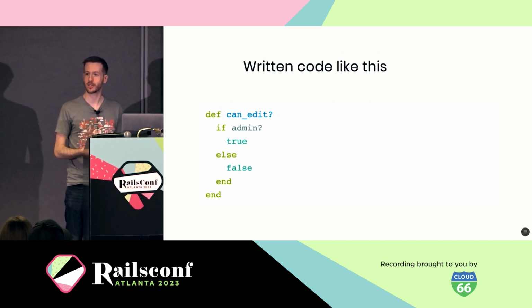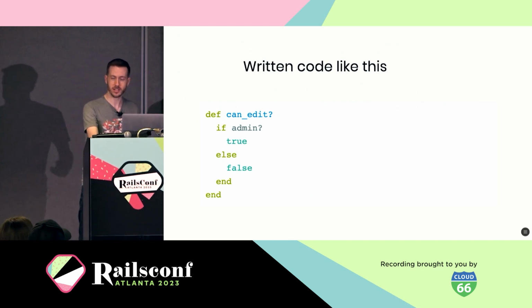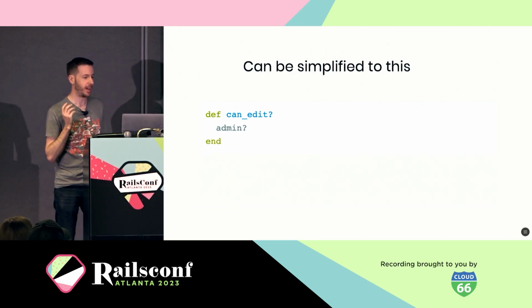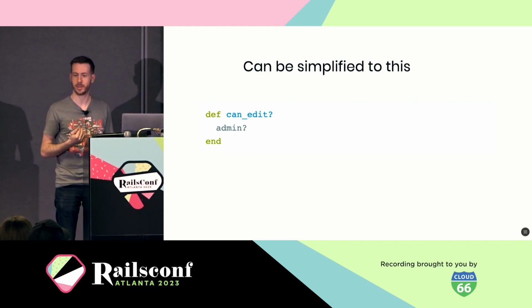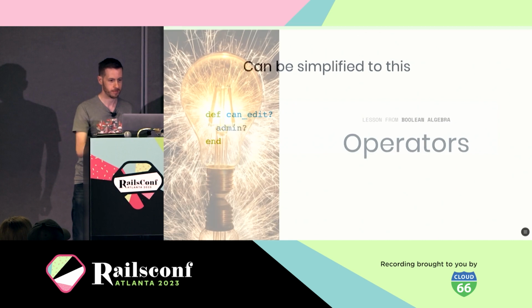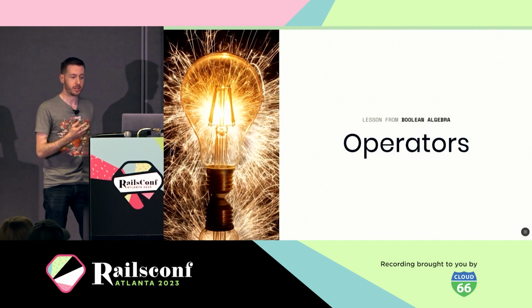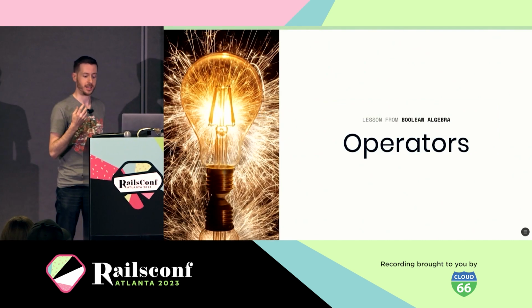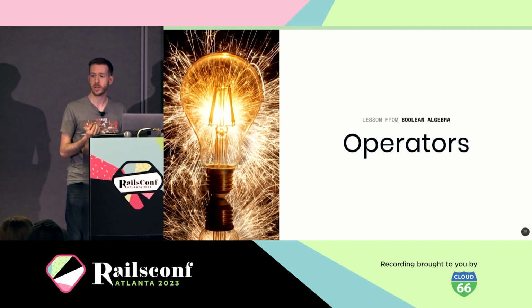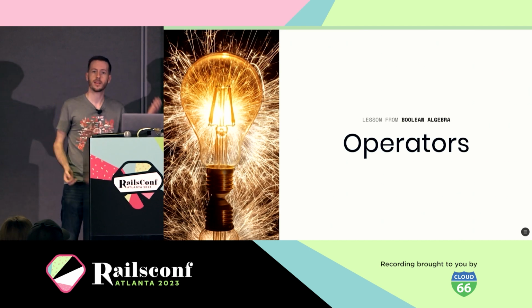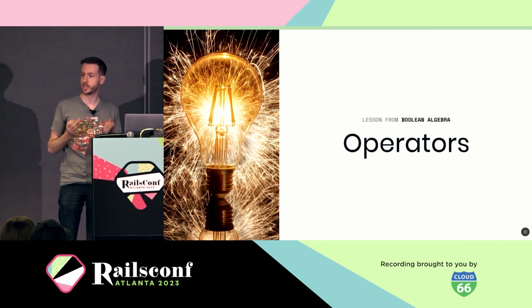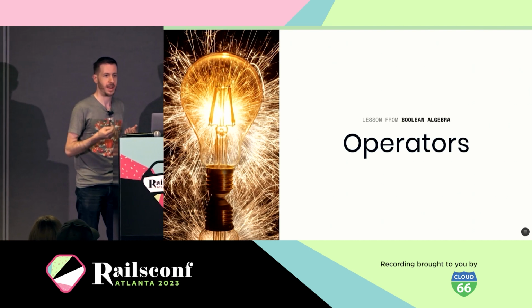And this is perfectly serviceable code, but the conditional is entirely unnecessary because it could be simplified down to this, just calling the admin Boolean method here. So a lesson that we can learn from Boolean algebra that is relevant here is to concentrate on operators. Boolean algebra is a field of math that deals with Boolean values, true and false, and operations that can happen on them.